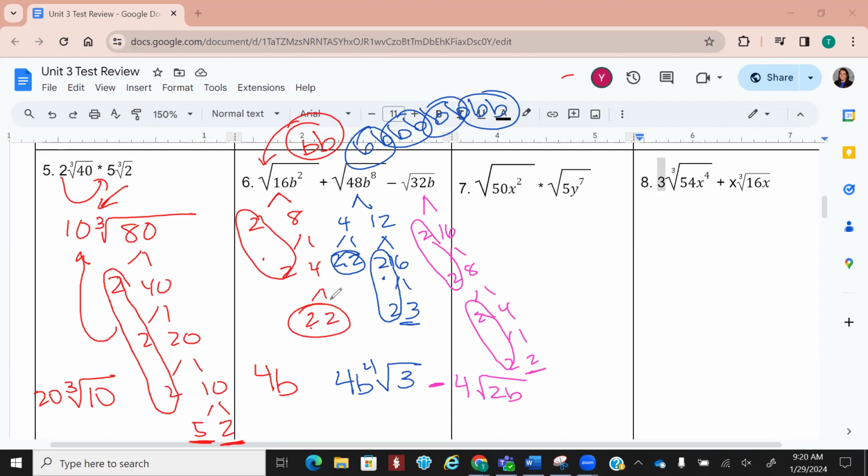Now, with adding and subtracting, we look at underneath the radical. Is underneath the radical the same for all of these? No, we can't combine anything. So our final answer is this expression. So sometimes it looks a little crazy, okay?